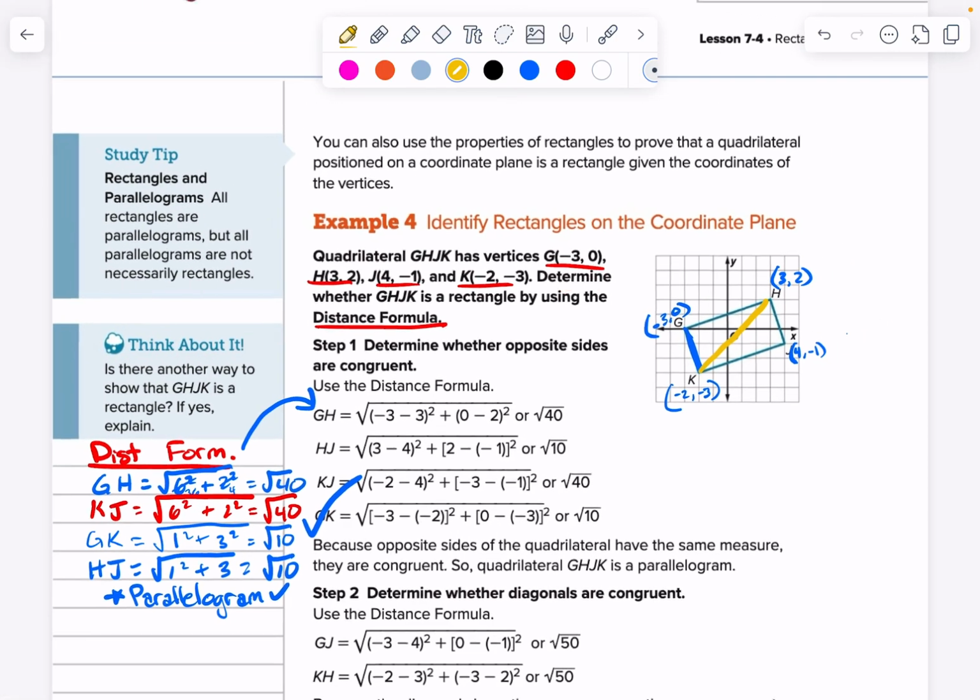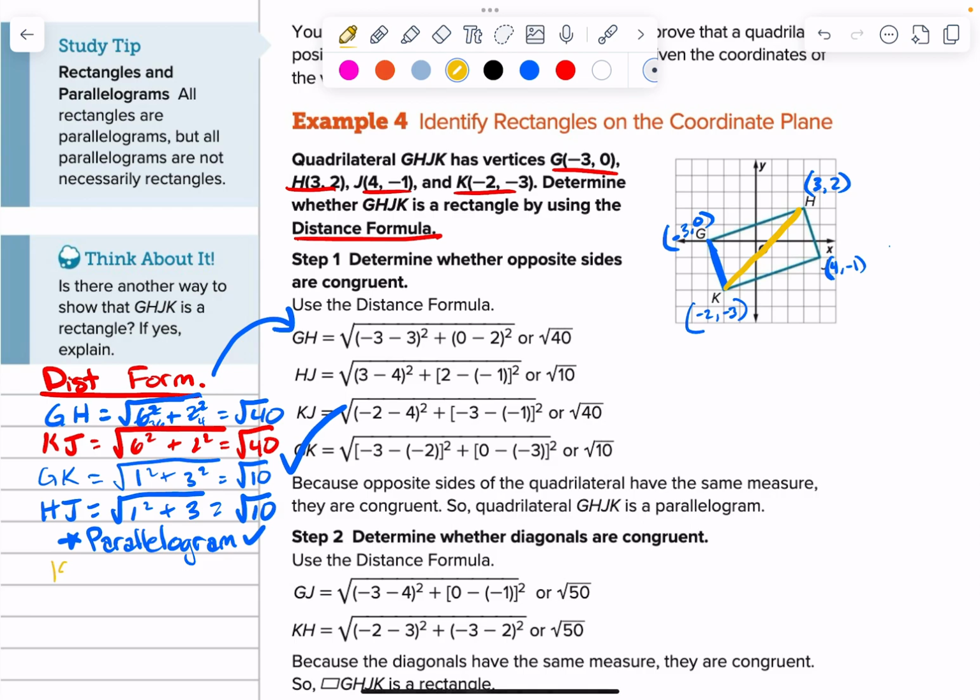So I have to go from K to H, KH, and let's go G to J, GJ. We're doing square root. From K to H, from -2 to 3, that's a distance of 5. So 5 squared plus -3 to 2, that's a distance of 5 as well. And 5 squared is 25, and another 25 is the square root of 50.